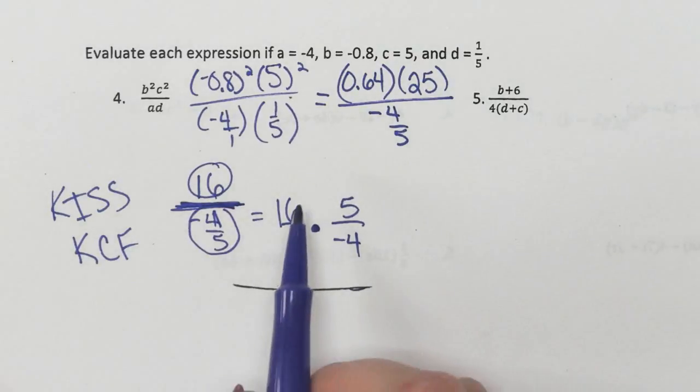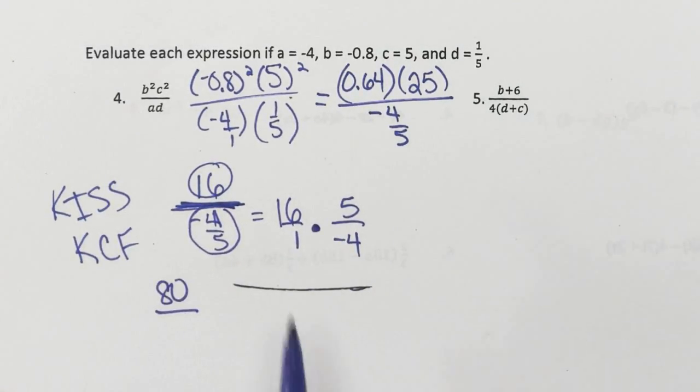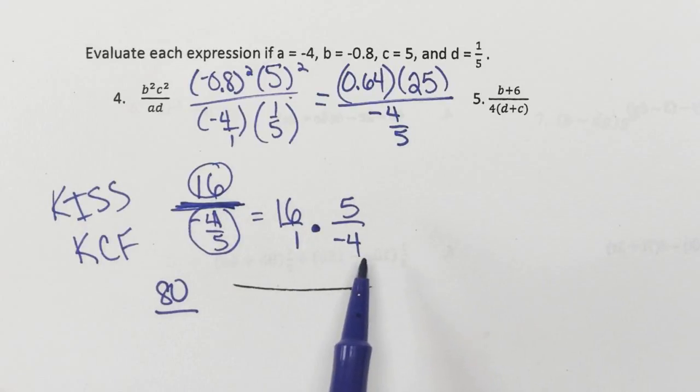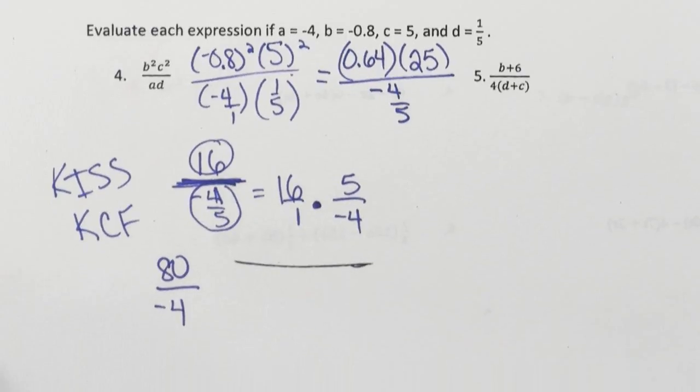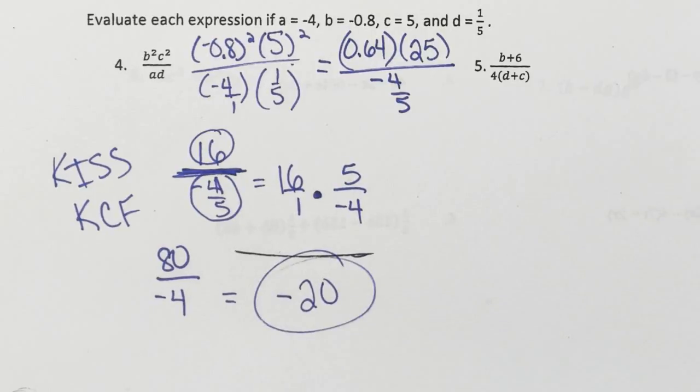Multiply. What's 16 times 5? Go. 80. Plus 1 times negative 4. Negative 4. And then those divide nice, neat, and pretty, and you get negative, how much? 20. Yes. Very nice. Y'all okay? All right. The last one was the beast. This one was the beast.